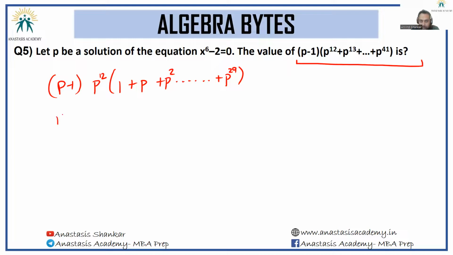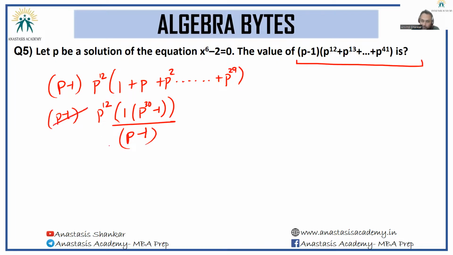Wonderful. P minus 1 into P raised to the power 12, into P raised to the power 30 minus 1, whole thing divided by P minus 1. So this P minus 1 and this P minus 1 cancel. Finally, what we need is P raised to the power 12 into P raised to the power 30 minus 1.